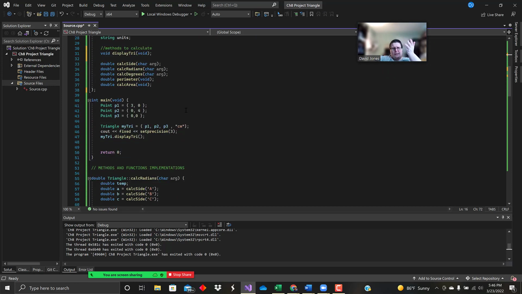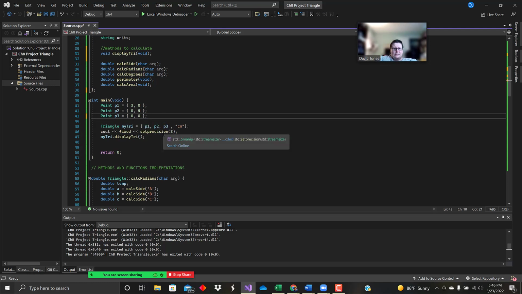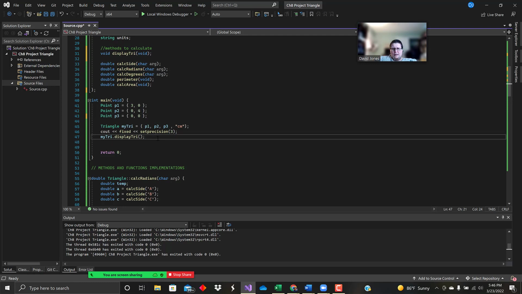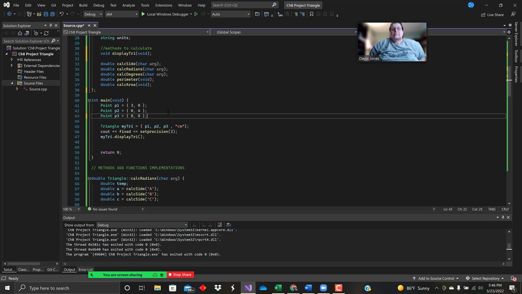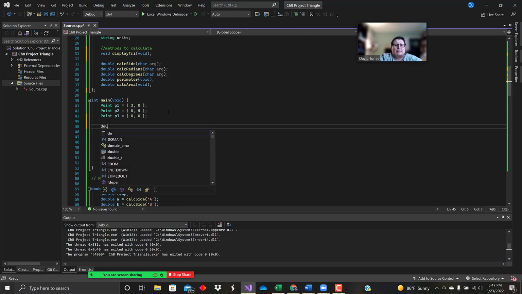So we made our points, we picked some points, set it up. The only thing different would be maybe giving the user the opportunity to pick those points. So let's make a temporary x or double xy.